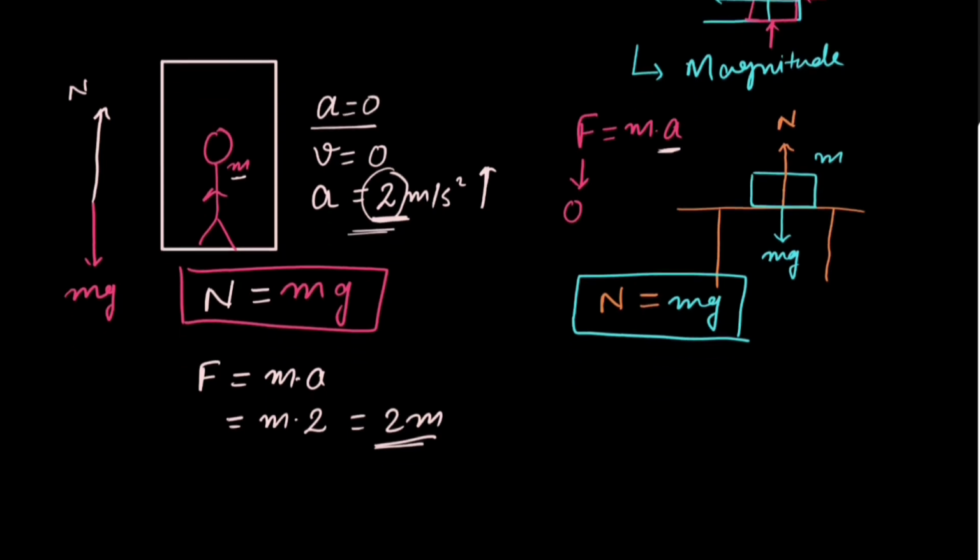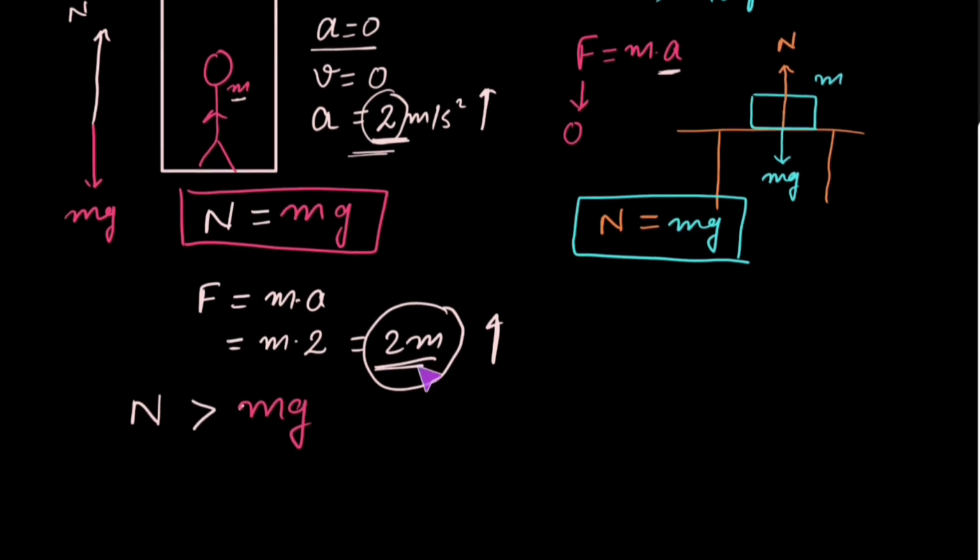Here we can see that there are two vertical forces acting on the body. The first one is the gravitational force. The second one is the reaction force applied by the surface of this lift on the body of the boy. So there has to be a net force equal to 2m in the upward direction. So the total upward force, that is N, has to be greater than the total downward force, that is mg, and the difference should be equal to 2m. Then only the body of mass m can accelerate with a magnitude of 2 meter per second square in the upward direction.